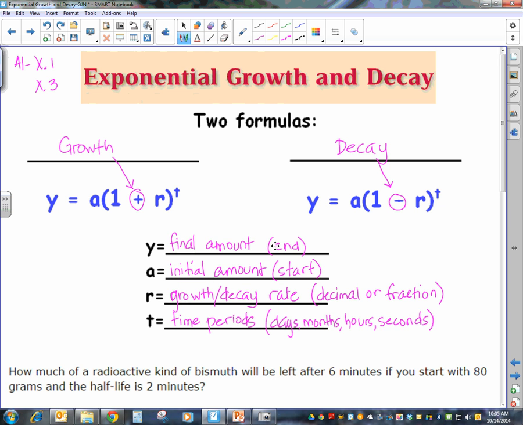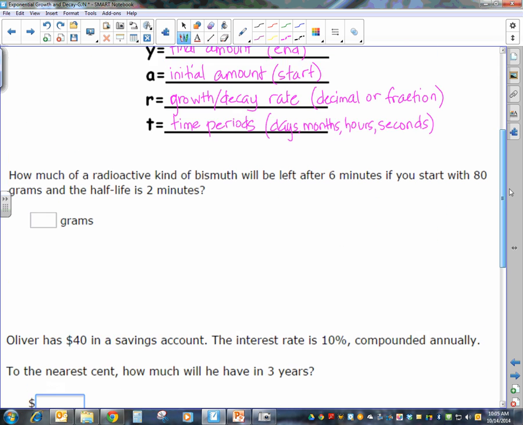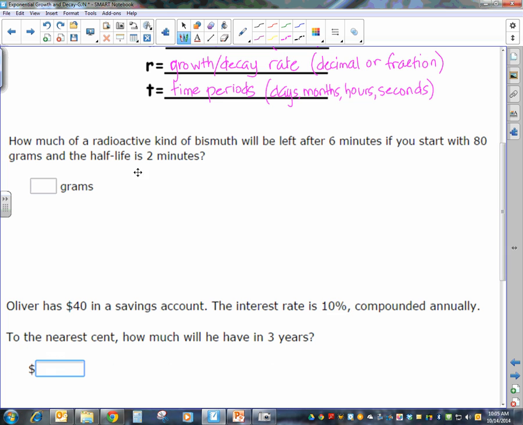Okay, so the start to the end. All right, so I'm going to do 3 examples and then I'm going to let you go get started. So, how much of a radioactive kind of bismuth will be left after 6 minutes if you start with 80 grams and the half-life is 2 minutes? Okay, so here's an example as we just talked about. Your half-life is telling you that R is 1/2 or 0.5, whichever one you prefer.